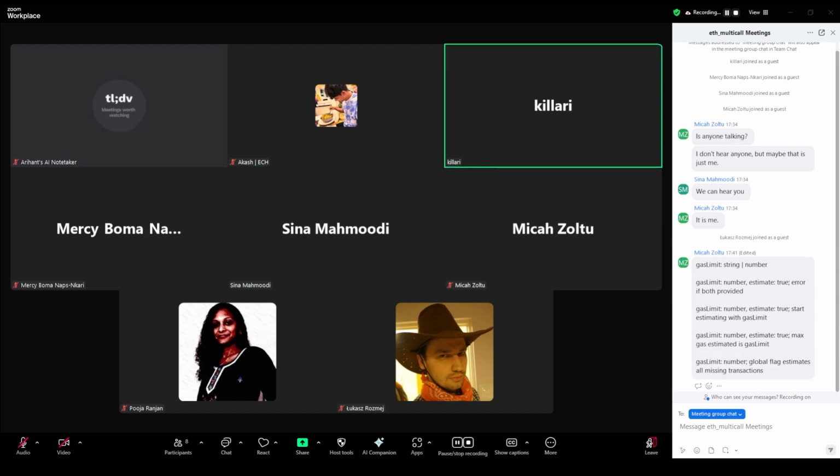Should we vote on those options then? What should we do? I think Sina wanted the global gas flag, and then Micah was against that last time. Yeah, I feel like at least in Interceptor, we have use cases where we do not want that, right? Or you argued, Kilari, that our use case would have problems with that, right? We'd be way overestimating.